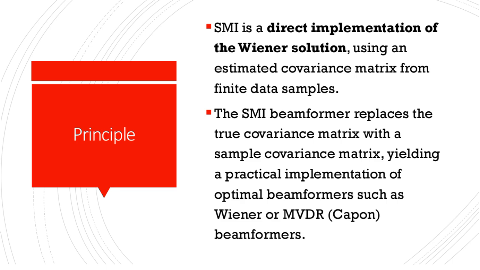Already we have discussed the correlation matrix, and the same method applies here. But here we are using the Wiener solution to implement sample matrix inversion. In the SMI beamformer, instead of the correlation matrix that we already discussed, we are replacing it with the sample covariance matrix. So it yields a practical implementation of optimal beamformers such as the Wiener or the Capon beamformers.